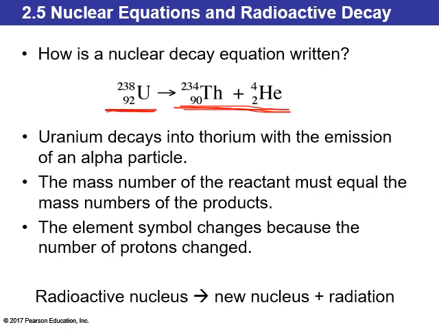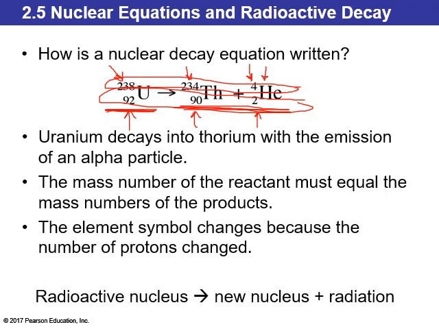So uranium is an alpha emitter. It's going to give off an alpha particle. Uranium has a mass number of 238. We'll notice that the sum of the mass numbers on the other side equals 238 because this is a balanced equation. Our atomic number is 92 on this side, and the sum of our atomic numbers on the other side adds up to 92, which is what makes this a balanced equation. So we have to look at our atomic numbers and our mass numbers and make sure that everything is balanced when we're looking at these nuclear equations.